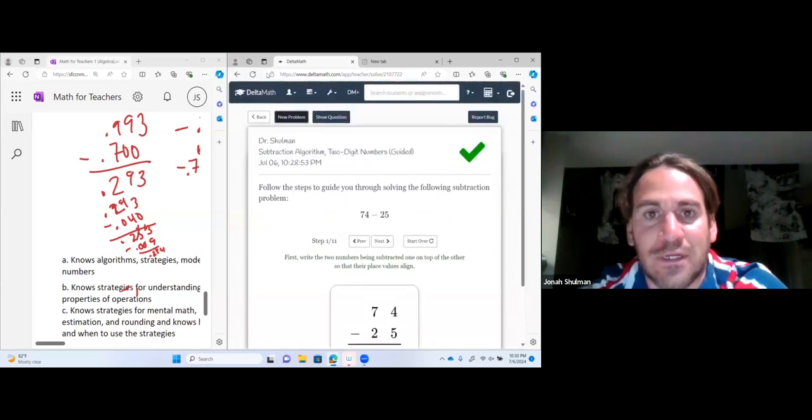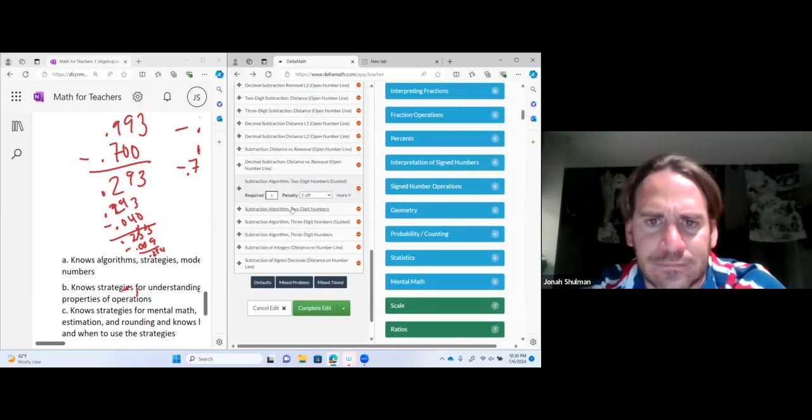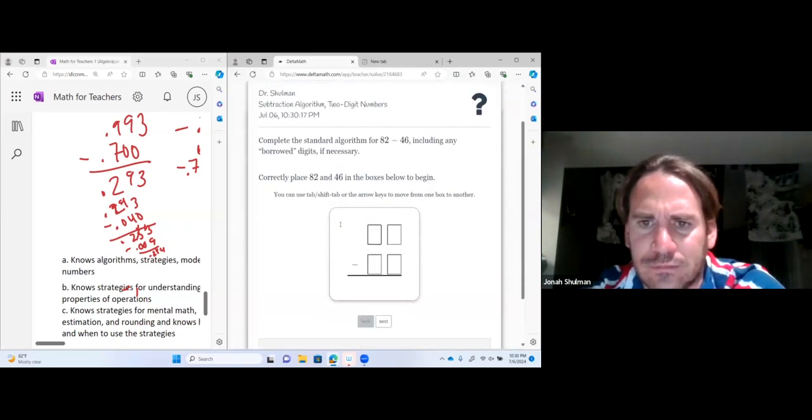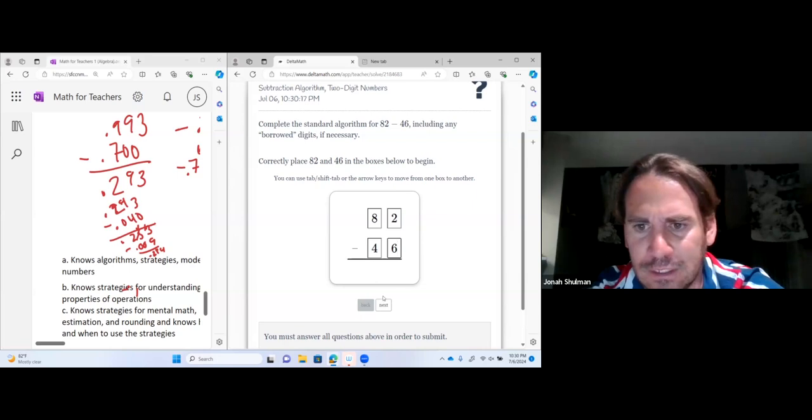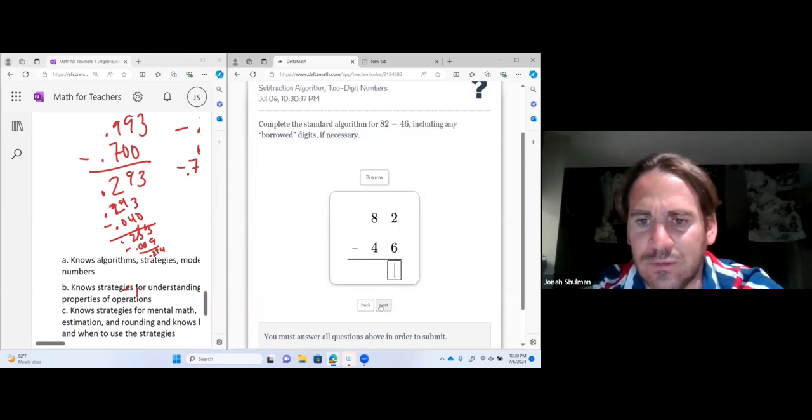I really liked all the steps there. I thought it was great. All right, let's do another one. So here we go, 82 and 46. I'm assuming this isn't the one that has all the little steps, but if it does, that's cool.